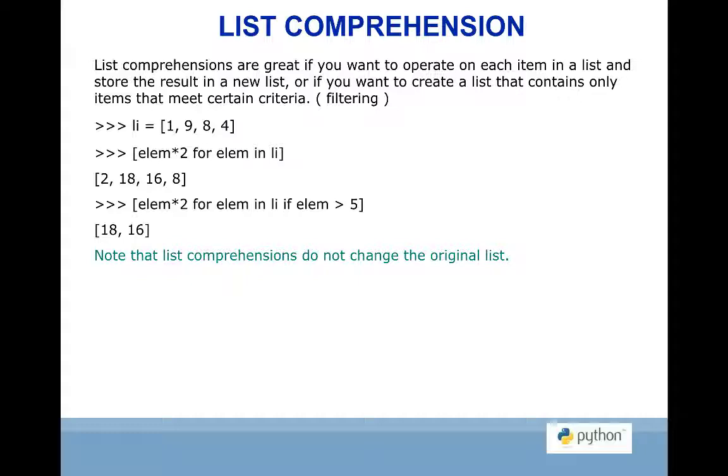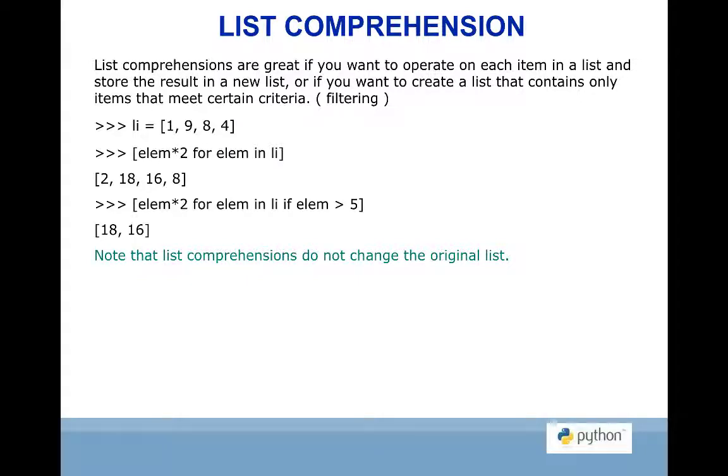List li has elements 1, 9, 8, 4, and we want to store their doubles. We can simply say element * 2 for element in li, and we'll get the double of all the elements.